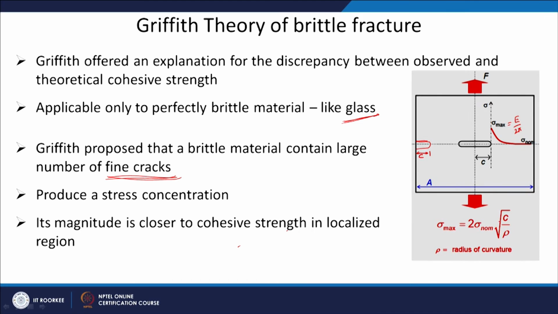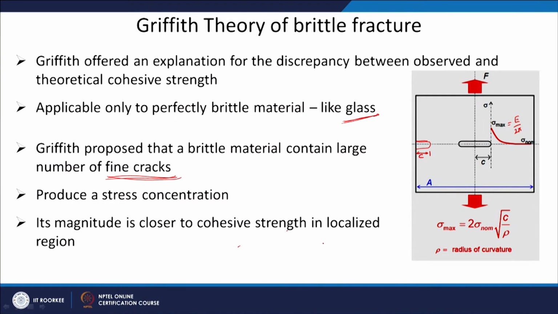So, as you can see, this sigma max depends upon the crack length. If you have a larger crack length, then the stress concentration at that crack will also be higher, so it will be easier for you to fracture the material. If the crack is sharp, the radius of curvature is small. For a blunt crack, the radius of curvature will be more.